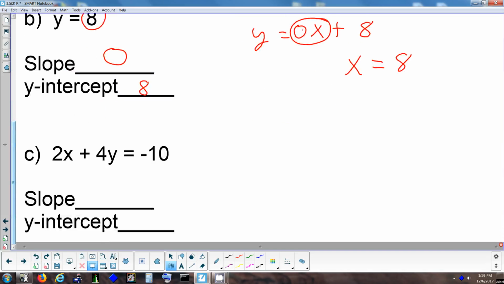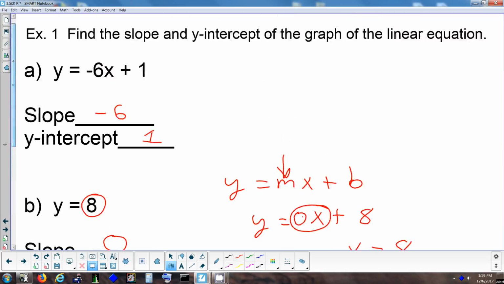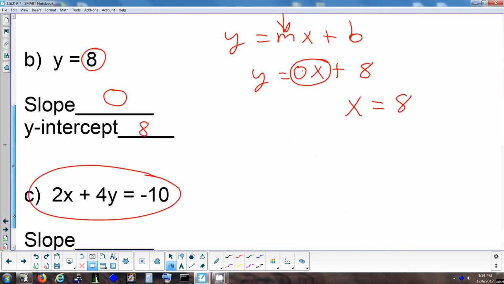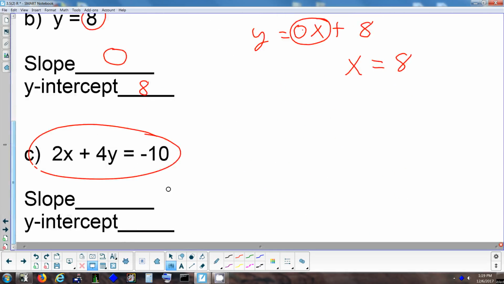How are we going to distinguish when they're talking about a number and when they're talking about undefined? Well, there's only 3 cases you could have: x equals a number, y equals a number, or the case where you have both letters. We already did y equals a number when it was in slope-intercept form. This one is a little different because it's not quite slope-intercept form.